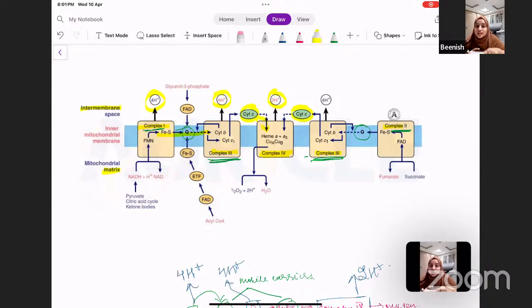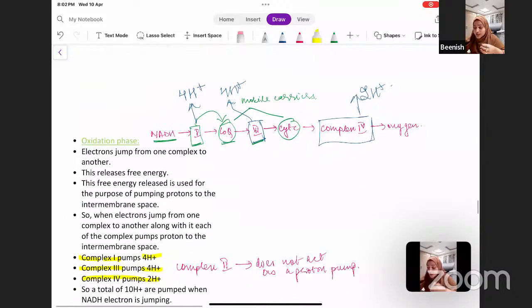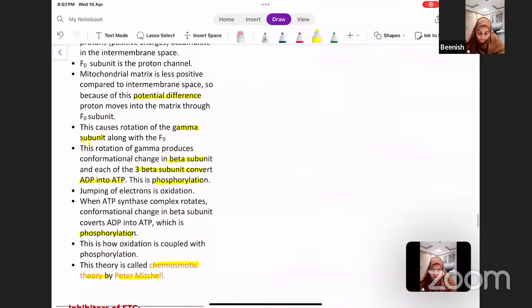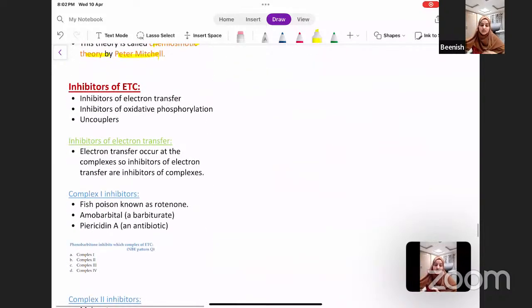So these protons enter into the matrix via the F naught subunit, and while they're entering into the matrix, it causes the rotation of the gamma subunit of complex 5, that is ATP synthase. So when the gamma subunit rotates, it brings about conformational changes in the beta subunit, leading to the conversion of ADP into ATP, which is known as phosphorylation. So we see how oxidation, that is jumping of electrons, is coupled with phosphorylation, that is generation of ATP. Okay. Now moving on to the inhibitors of electron transport chain.